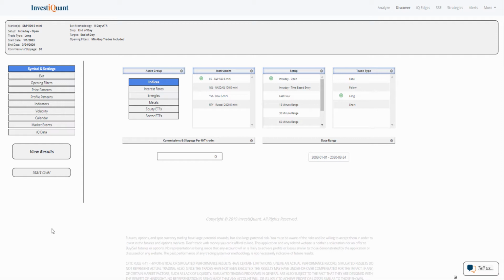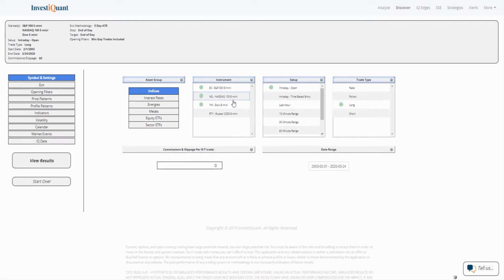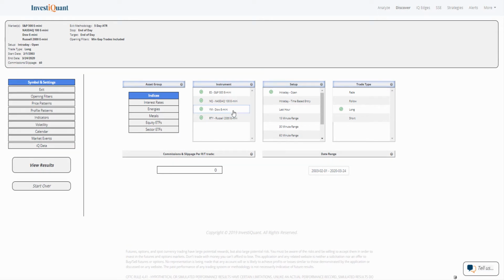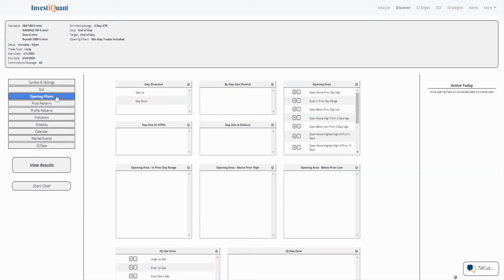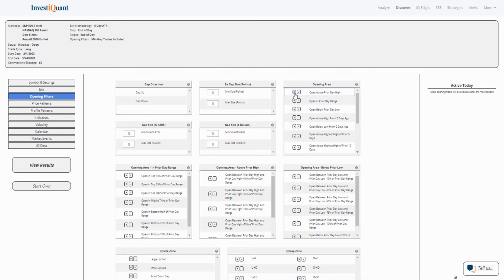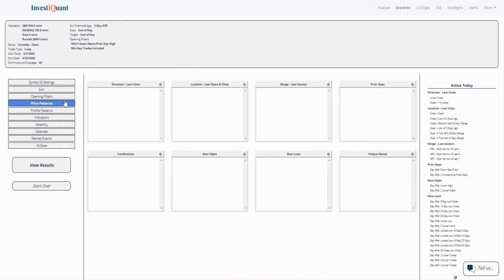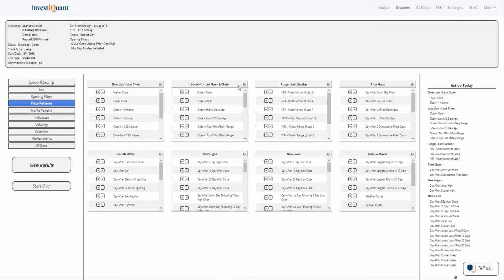And the pattern I'm going to look at should be applicable to all four indices. So I'm going to load up all four of these indices. And what we're going to look at is gapping up above the prior day high. So let me click equals here next to open above prior day high when the prior day was a narrow range 4-day. So that means that the range, which is calculated as the high minus the low for the day, and this is using regular trading hours, is the smallest of the most recent four ranges. So it's a range compression pattern.